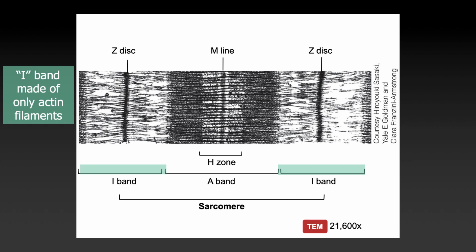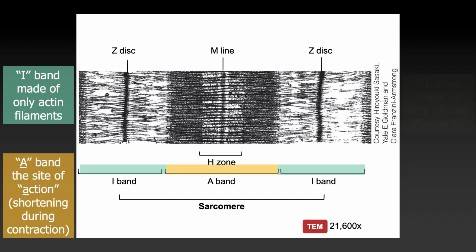We try to give some order to the chaos, to name different regions of the sarcomere to help identify them. And we happen to give the name the light staining band the I band. I because the letter I is really skinny, and the filaments within the I band are really skinny. The light staining band is called the I band. It's made only of actin filaments.